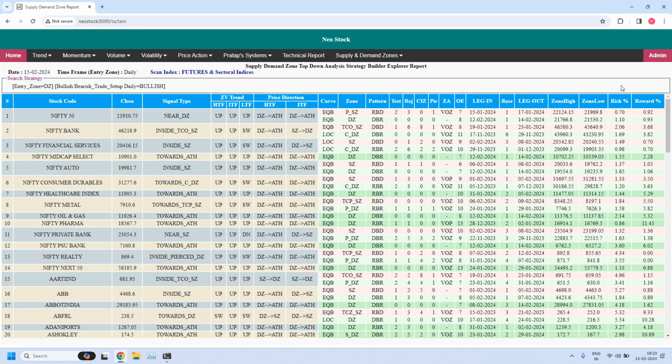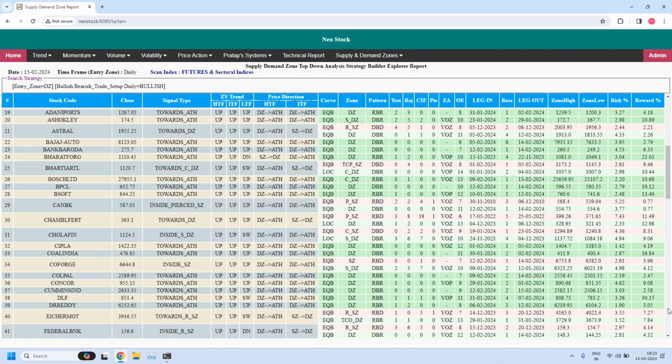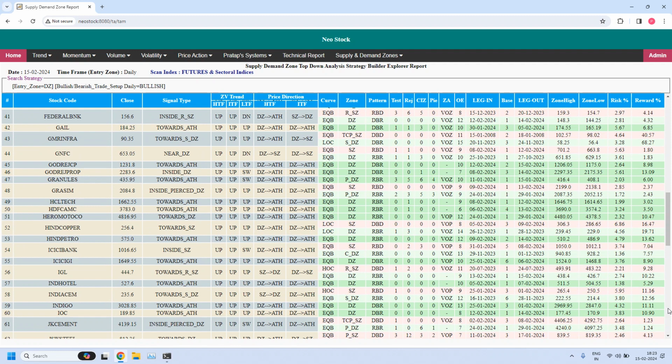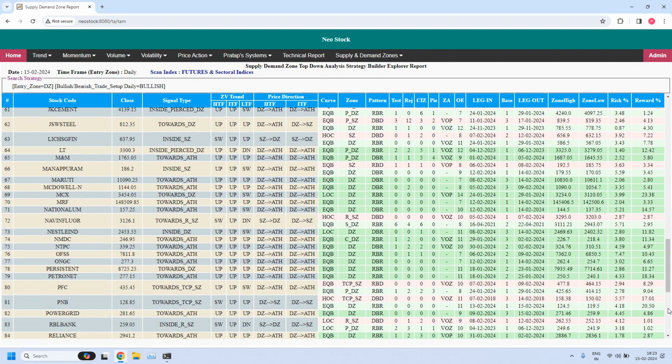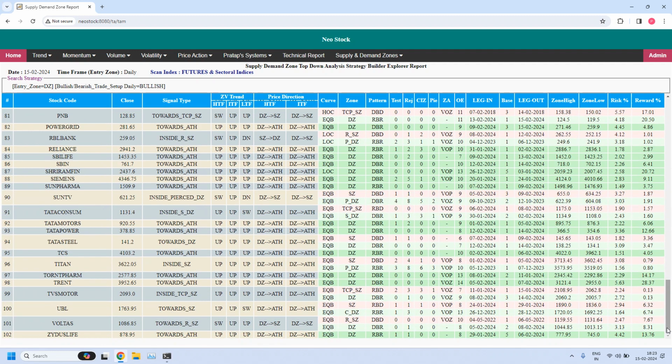Now all the stocks that are supporting bullish trade setups are displayed here. Because the list is very big, let me scroll down. And I will be giving you only few seconds time. Otherwise the length of the video will be increasing. And what you can do, you can pause the video when you want to refer any particular stock. And after that you can proceed further. That means total 102 stocks are supporting bullish trade setup.